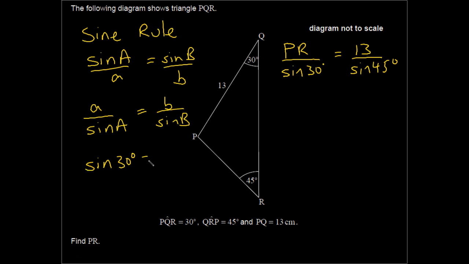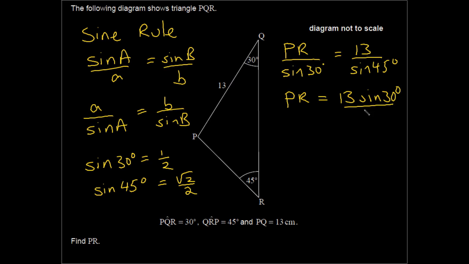Sine of 30 degrees is equal to 1/2, and the sine of 45 degrees is equal to the square root of 2 over 2. So I can then rearrange this and say that PR is going to equal 13 sine 30 degrees over sine 45, like so. So PR is therefore going to equal 13 times the 1/2 divided by the square root of 2 over 2.